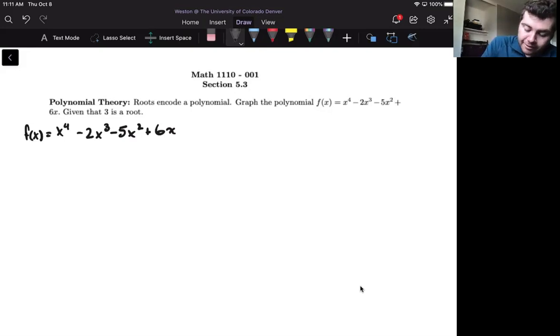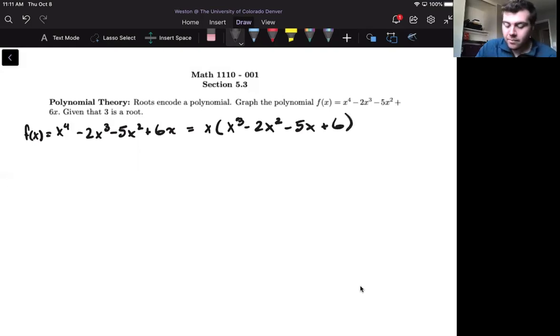So maybe for a first step, we notice that we can pull out an x, leaving x cubed minus 2x squared minus 5x plus 6. And now we have a third degree polynomial. So that's not great. In this class, we don't know an algorithm for finding the roots. But thankfully, the problem actually gives us that 3 is a root.